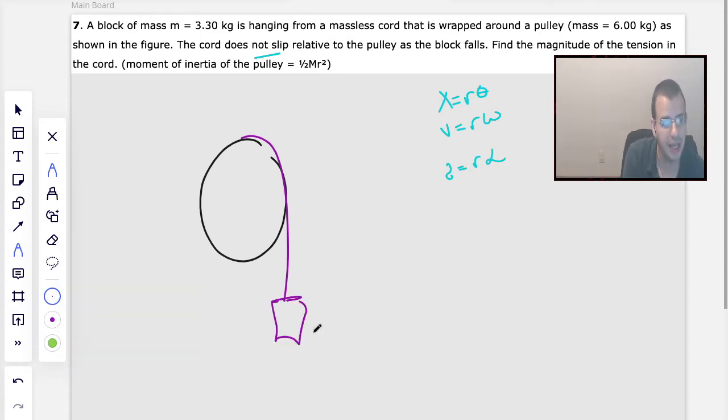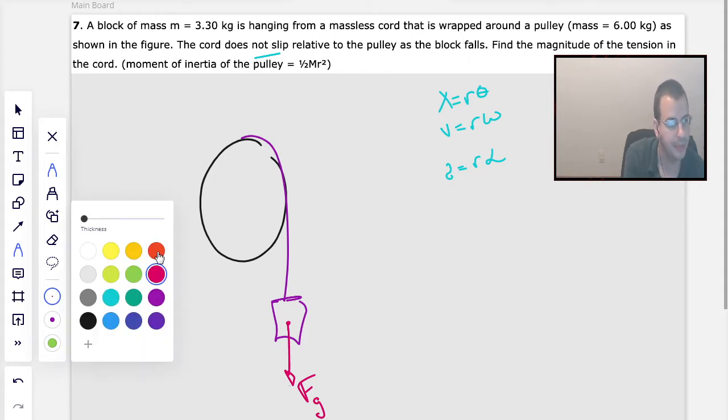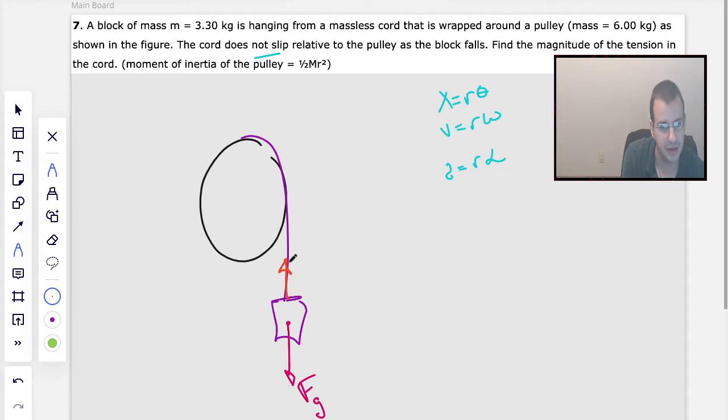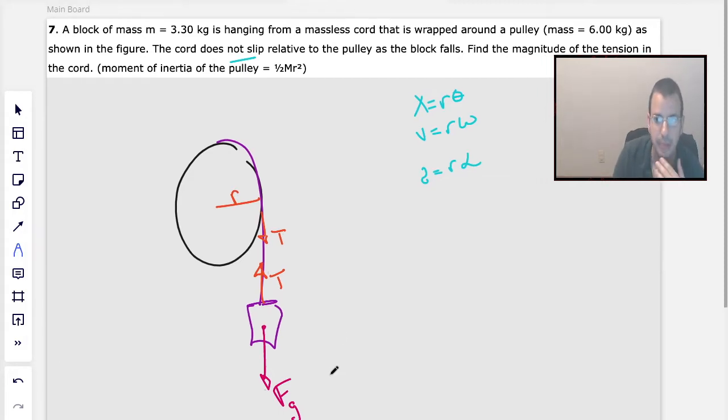So this block has mass m, and I'm going to do a free body diagram here. So we're going to have force gravity of the block going down, and then we're going to have tension going up. Then on the pulley, we're going to have tension going down, and we're going to have a radius here of r.